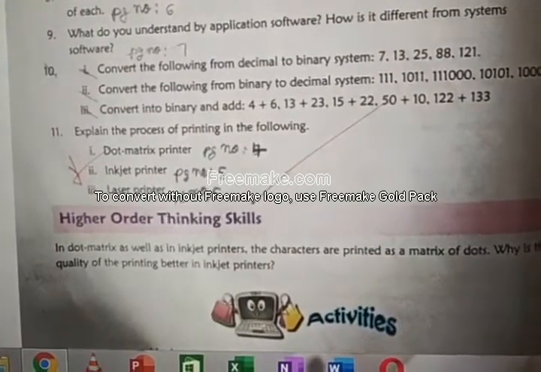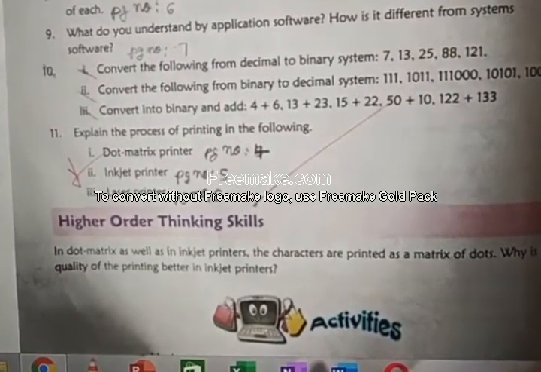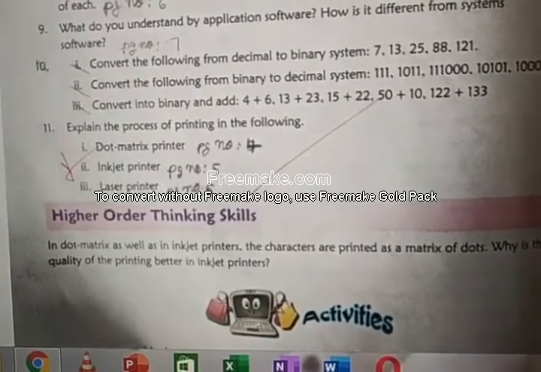The 11th one has 3 divisions. First division, page number 4. Second one, page number 5. Third one, page number 5. Now we will see question by question. Fourth question, page number 2. Open page number 2.